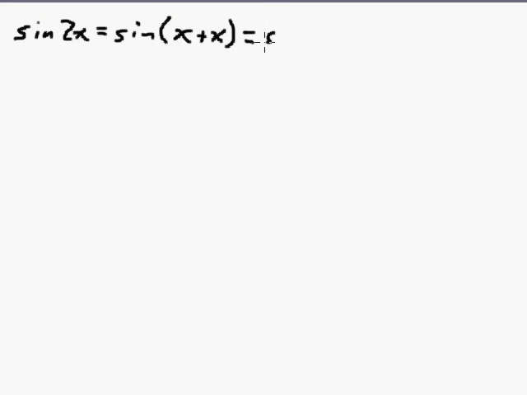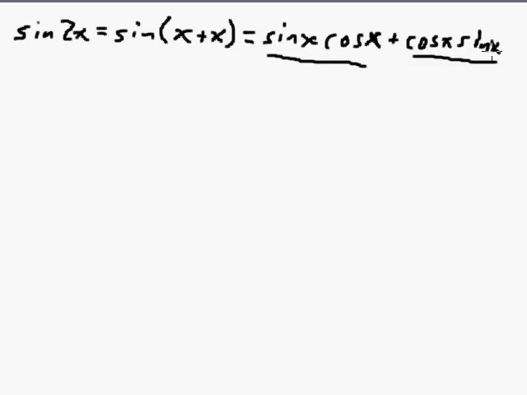Well, apply it. This turns into sine x cos x, because normally it's like a and b, but in this case they're both just x's, plus cos x sine x. Now, heard the word commutative before? It means they can be done in any order. This sine times cos is the same as cos times sine, so I can flip those around. This is equal to sine x cos x plus, well, sine x cos x. I just flipped the order of these two around.